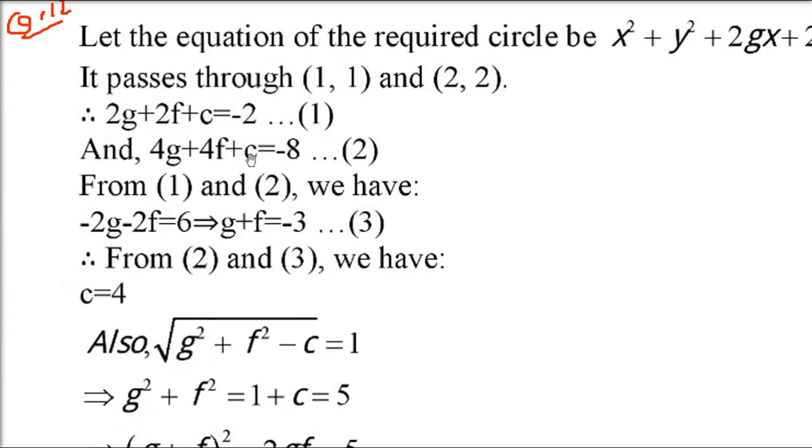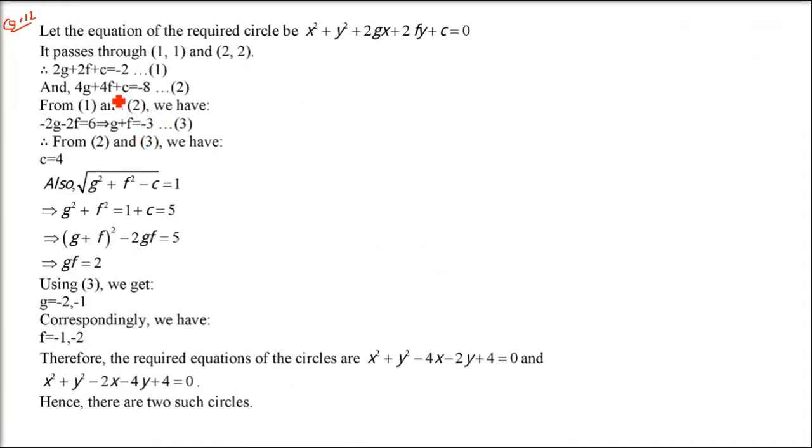So you'll get two equations. When you solve this, one more equation is going to come. I'll just tell you how it's going to come. From 1 and 2, just subtract these two. So 2g plus 2f plus c equals minus 2. And 4g plus 4f plus c equals minus 8.